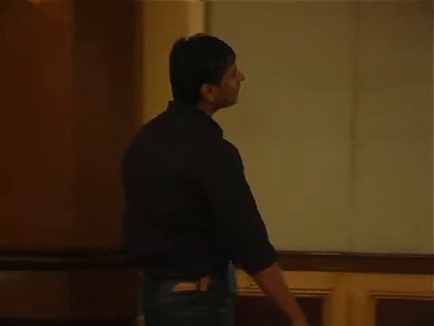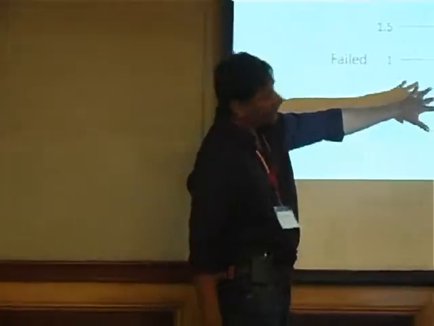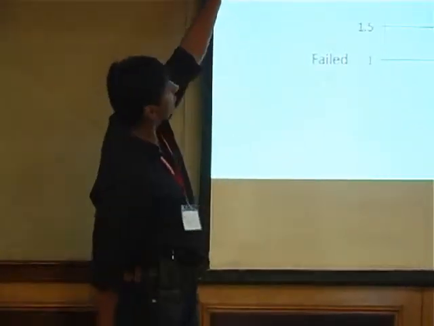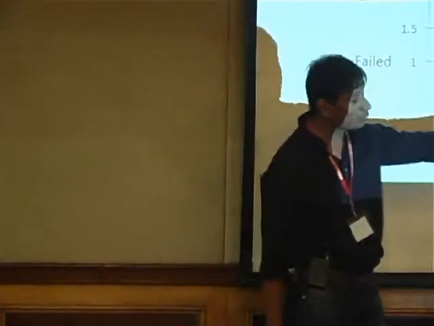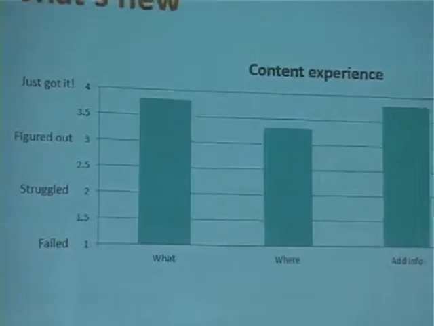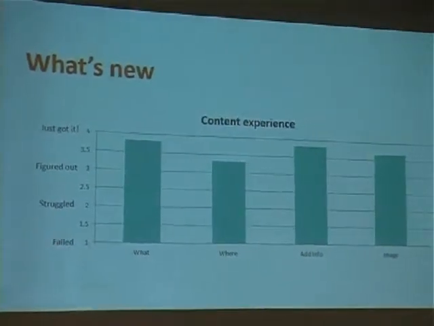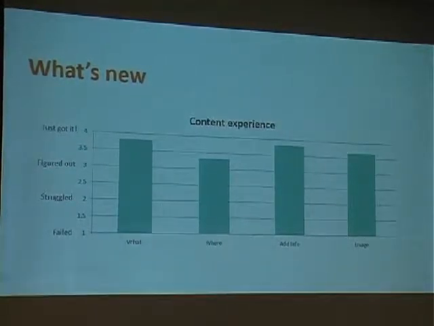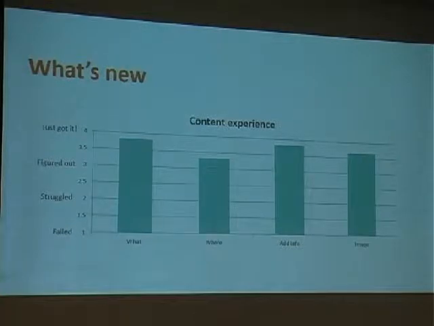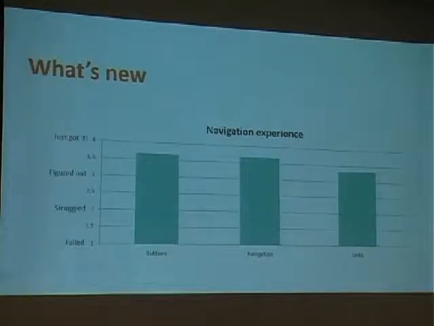For the what's new interactive graphic, we asked them, did you understand what the enhancement was? How many of them just got it? How many had to figure it out? How many had to struggle? And how many actually failed? Did you understand where the enhancement has been made in your entire solution? That's the result: most of them had to figure it out. Did you get links to additional information? Was there progressive disclosure? Did you get the links at the right place? And did you understand the context of the image? Are they just good-looking images or are they really working for you? These are the results for that. Then we did a usability test around the content navigation experience.